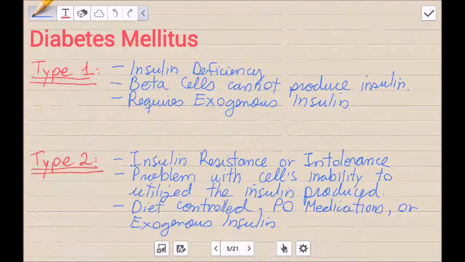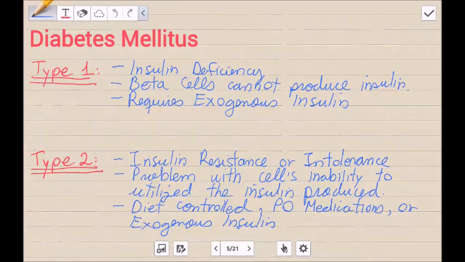In this video we will be covering type 1 and type 2 diabetes mainly. So type 1 diabetes is an insulin deficiency. Beta cells cannot produce the insulin that is needed by the body, and therefore exogenous insulin is required by the patient to be taken.